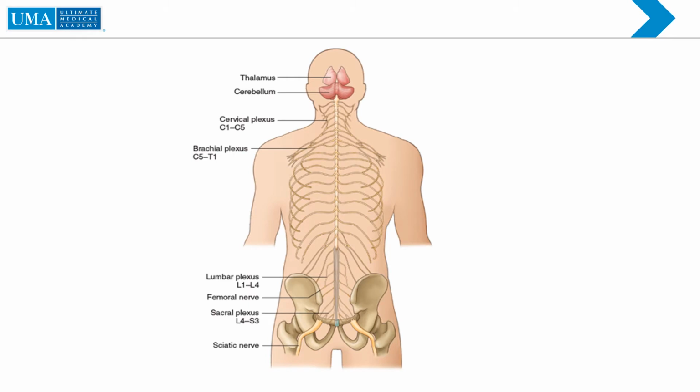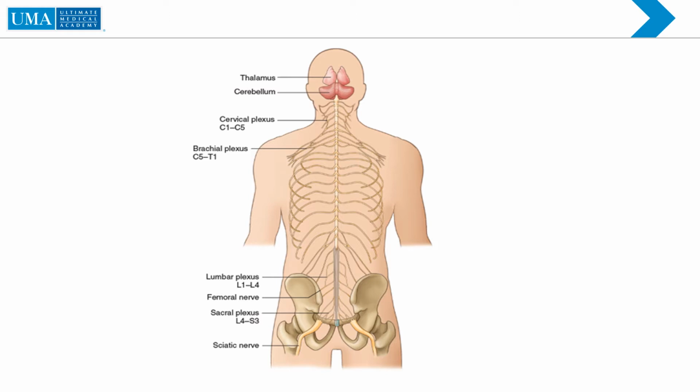So here we have an illustration of the different spinal nerves. Now, most spinal cord plexuses are named for the corresponding vertebrae. And remember, vertebrae just means the spinal column. So you'll notice these names will correspond to the sections of that spinal column.